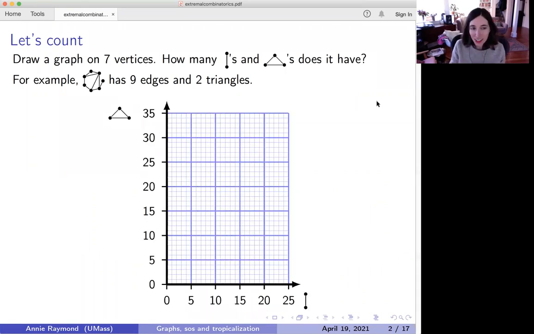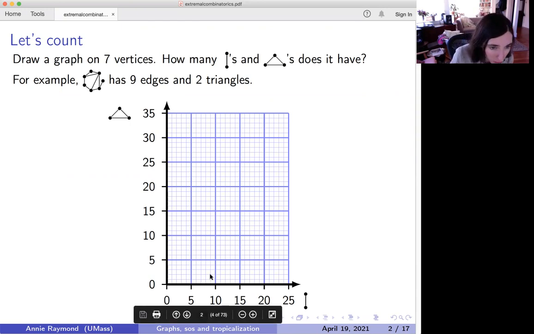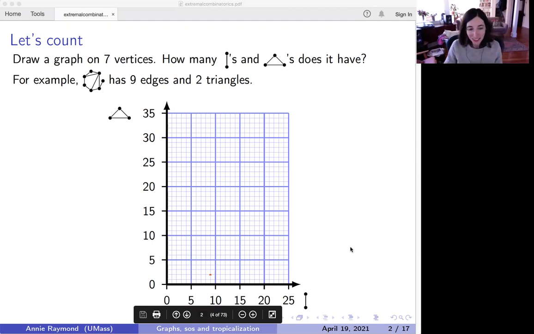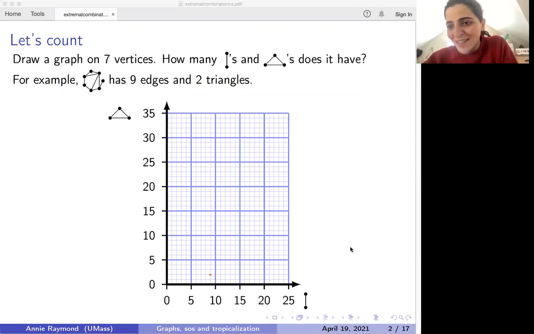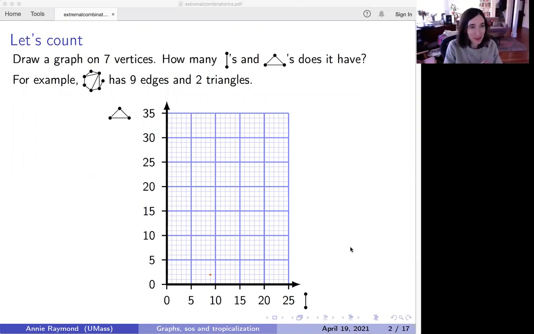And so in the chat, please put the number of edges and triangles you get, or you can even annotate the graph yourself and draw where you get your points. So I get this point here, 9 edges, 2 triangles. So just draw any graph you want on 7 vertices, count the number of edges and triangles, and put the numbers in the chat, or just directly annotate on the graph.